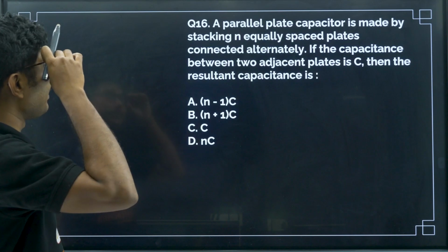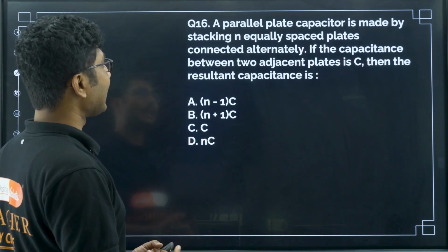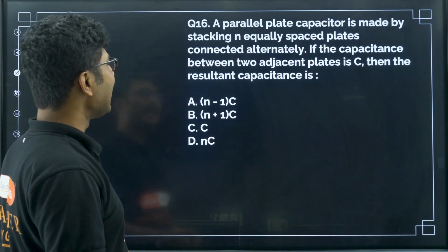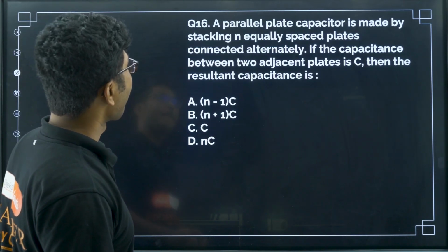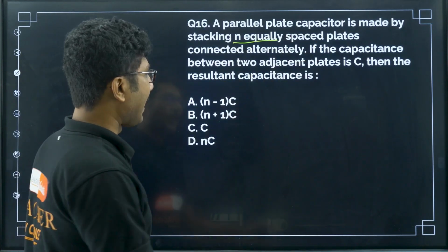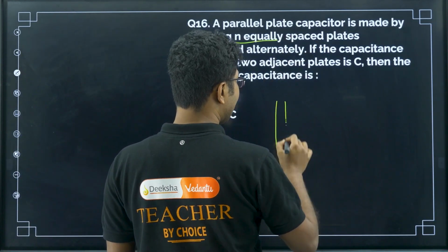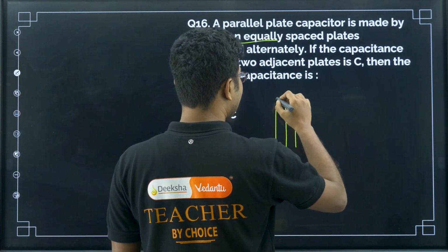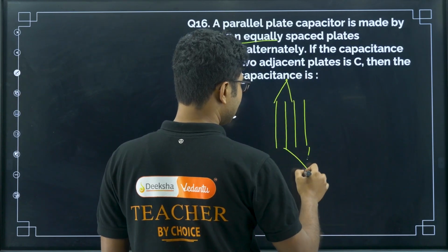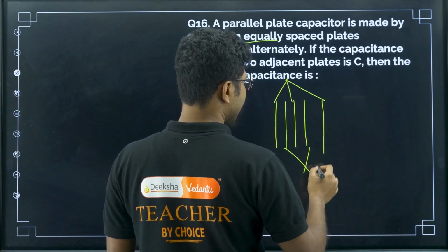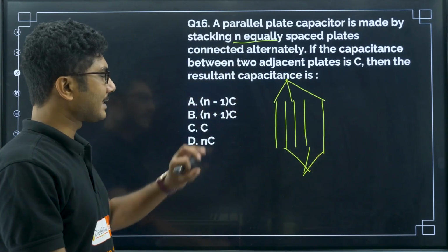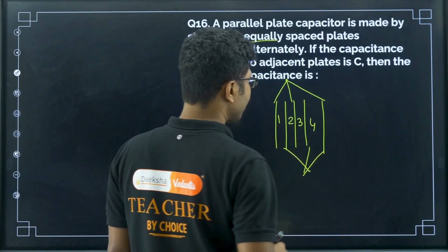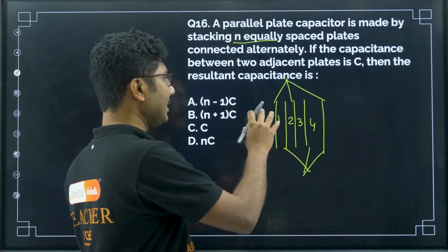A parallel plate capacitor is made by stacking N equally spaced plates connected alternately. If the capacitance between two adjacent plates is C, then the resultant capacitance is. Now a parallel combination is made. Now let us see how many capacitors we can make if we stack up such plates. How are they connected? They are connected alternately, right? So alternately means this. If you consider 5, then it will be this. Now let us consider 5 only. How many capacitors did we make? 1, 2, 3, 4. So if there are 5 plates, we have completed 4 capacitors.